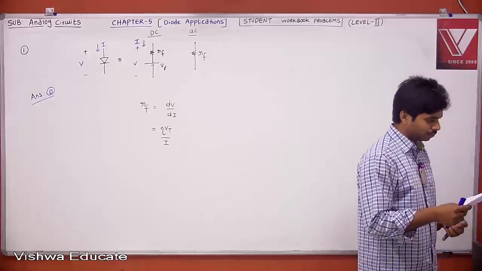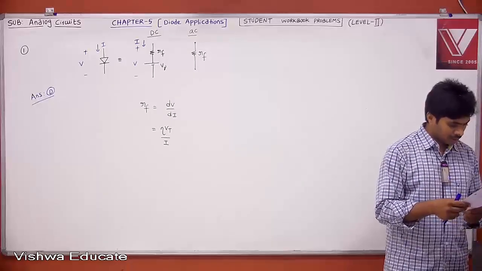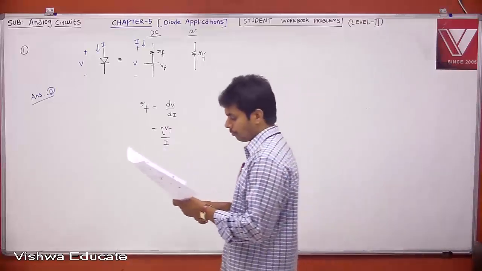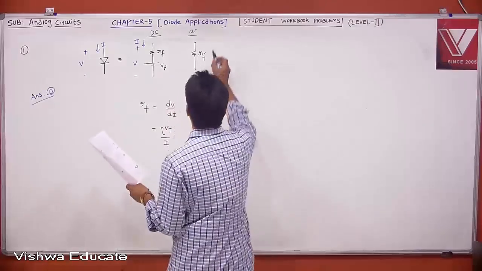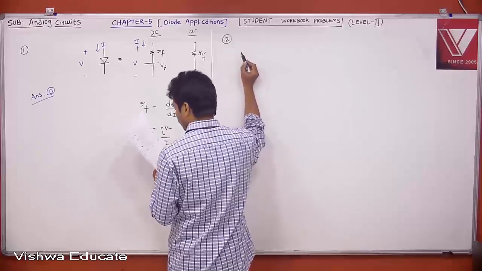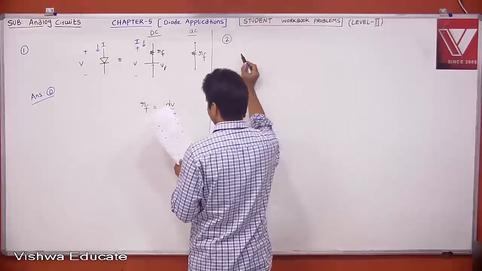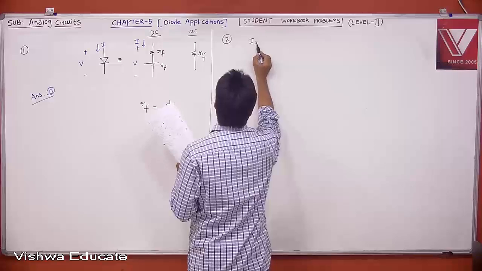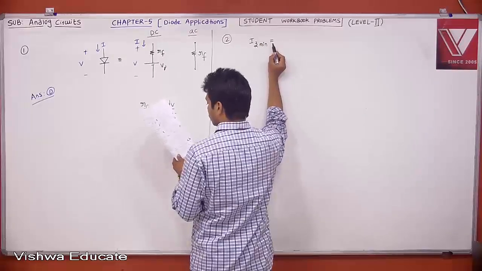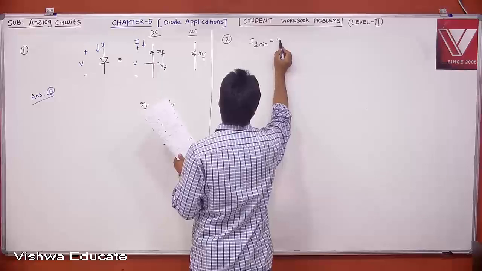Now, problem number 2. The Zener diode in the circuit shown in the figure has a knee current of 5 milliampere. What is knee current? IZ minimum is equal to 5 milliampere.